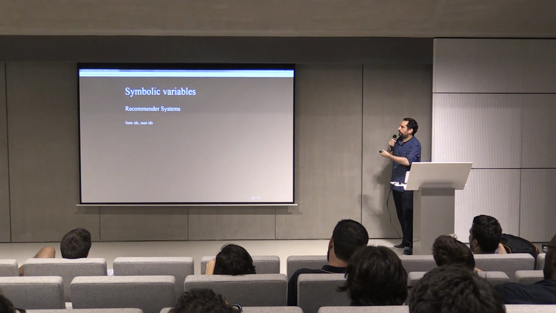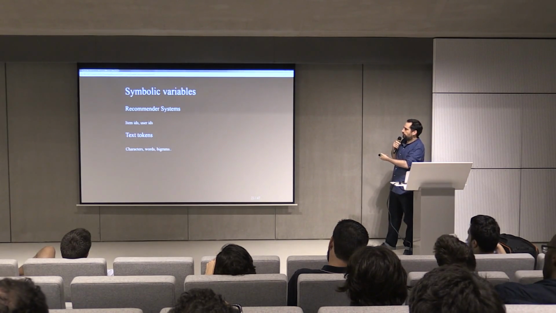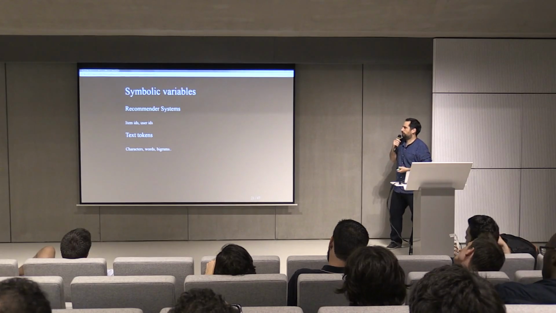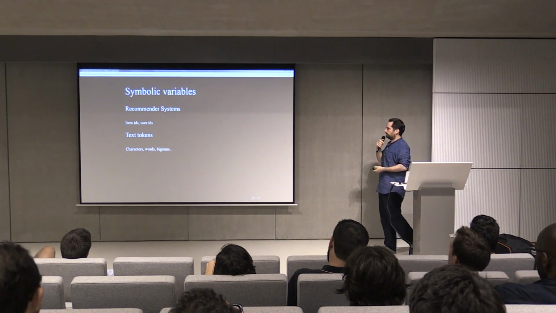And this is actually a problem that we meet in recommender systems, but we also have the same problem with text tokens when we do natural language processing with a neural net.